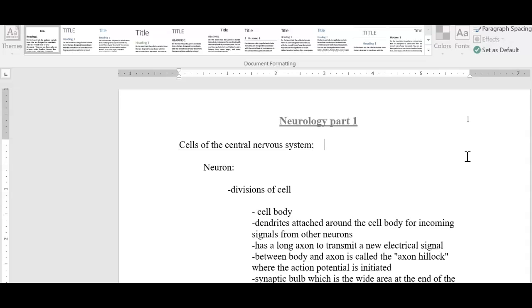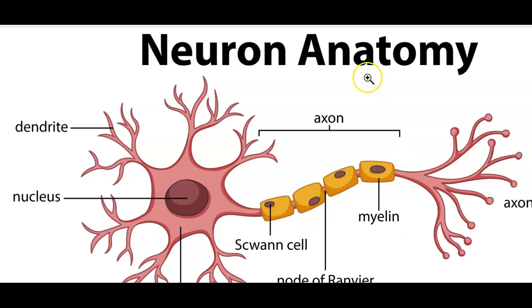So the main cell of the central nervous system is called the neuron. The neuron is a very odd shaped and odd looking cell. It's very specialized. Here we have the anatomy of the neuron. This is the body of the neuron with its nucleus. These sprigs coming off the body are called dendrites. The incoming signals come in through the dendrites.